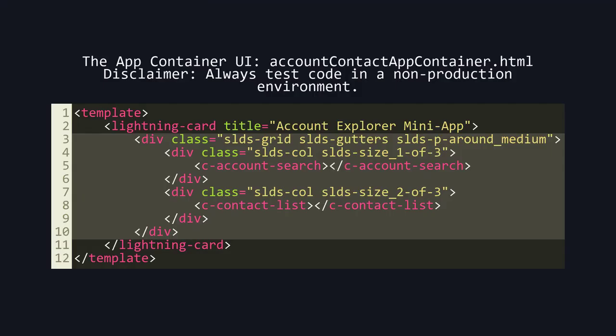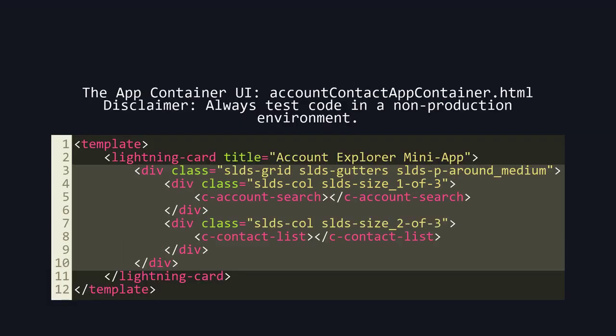The app container UI, accountContactAppContainer.html. Disclaimer: always test code in a non-production environment. The container component's only job is orchestration and layout. It uses a simple SLDS grid to place the two independent child components side by side, creating the application structure.